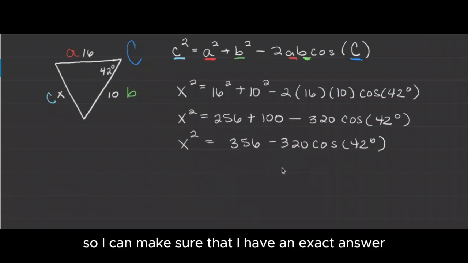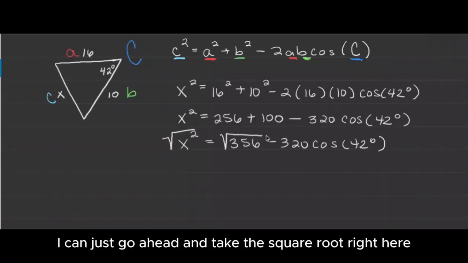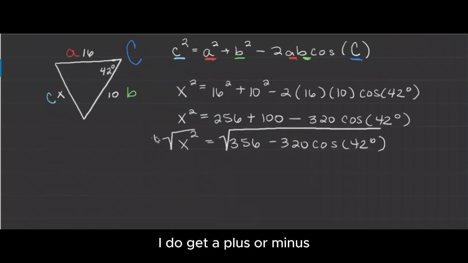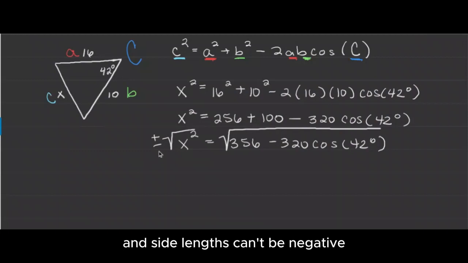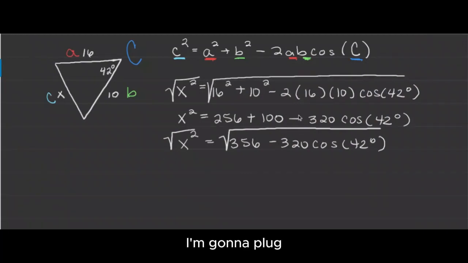So I can make sure that I have an exact answer. I'm trying to get x by itself. I can just go ahead and take the square root right here. Algebraically, when I take the square root, I do get a plus or minus, but I don't care about the minus part in this situation because I'm solving for a side, and side lengths can't be negative. I do want to note that because x is almost by itself here, I could have just taken the square root right here as well. I'm going to plug the square root of this into a graphing calculator and get the side length.